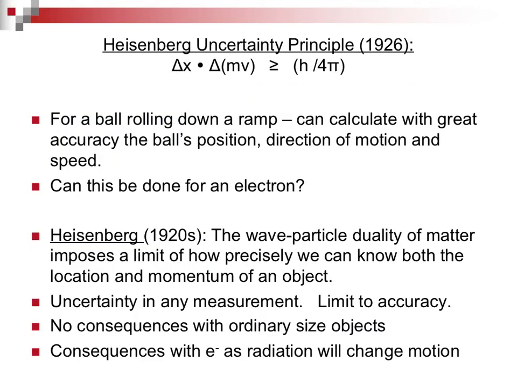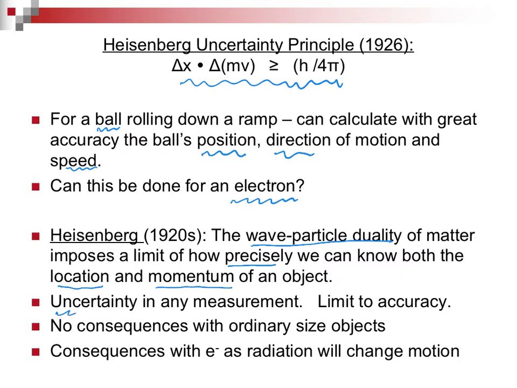That leads us to Heisenberg's uncertainty principle, also done in the 1920s, and I wrote the equation up above. Again, it doesn't do it justice in this class, but let's put it into perspective. If I take a ball and roll it down a ramp, I'm going to know its position, its direction of motion, and its speed. Maybe you did it in your physics classes in high school. But the question by Heisenberg was, could we do this for an electron? So he came up with that equation above, and he called it the wave-particle duality of matter. And it said, how precisely can we know both the location and the momentum of an electron?